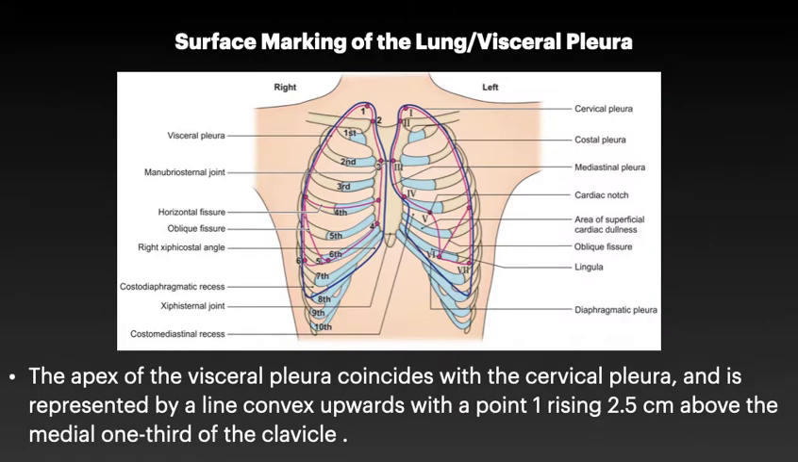Now, the surface marking of the lung or the visceral pleura. The apex of the visceral pleura coincides with the cervical pleura and is represented by a line upwards, this is point 1, rising 2.5 cm above the medial one-third of the clavicle.